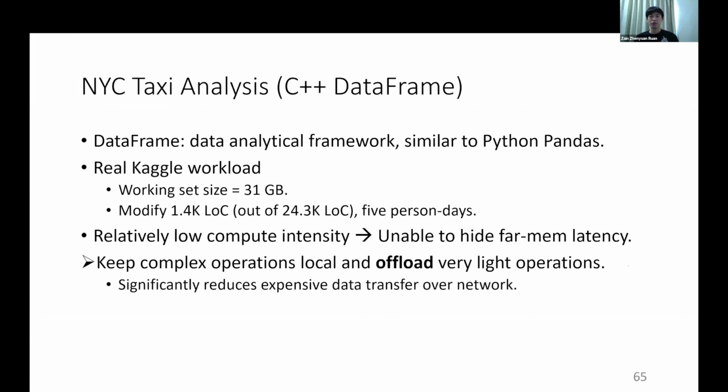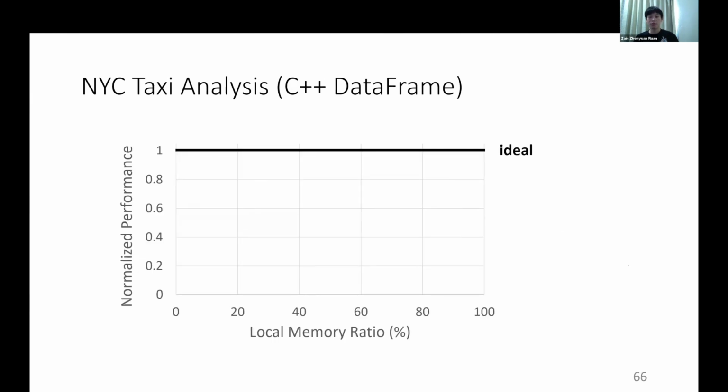To address this issue, we keep complex operations local and offload the very light operations, for example, copy columns, to the remote agent on the file memory side. AIFM's offloading capability helps us significantly reduce the expensive data transferring over the network. Let's see how it performs. The x-axis shows the local memory ratio used for the working set, from 0 to 100. Here 0 means we only use its file memory, while 100 means we only use local memory. The y-axis shows the performance normalized to the ideal version.